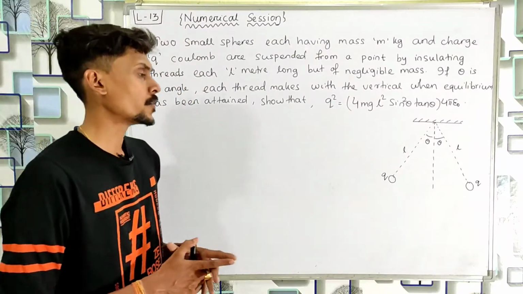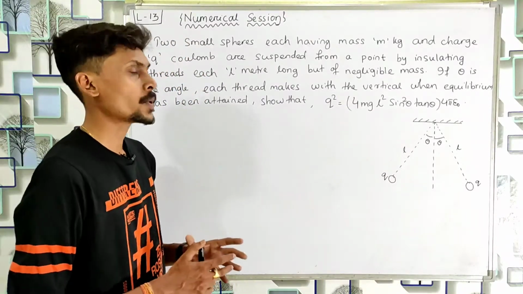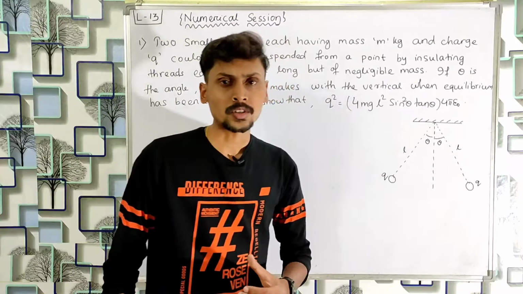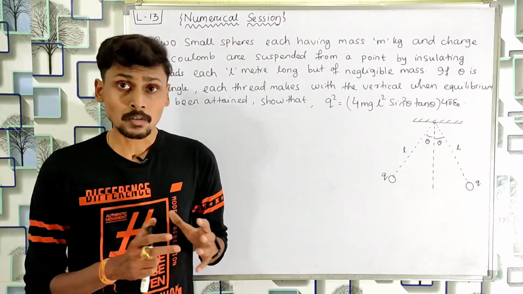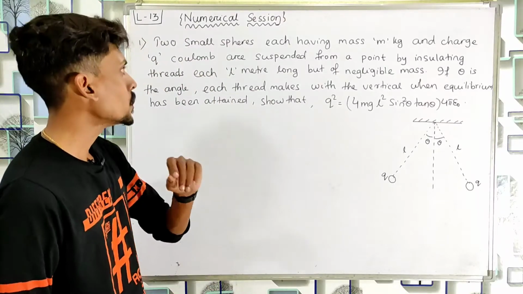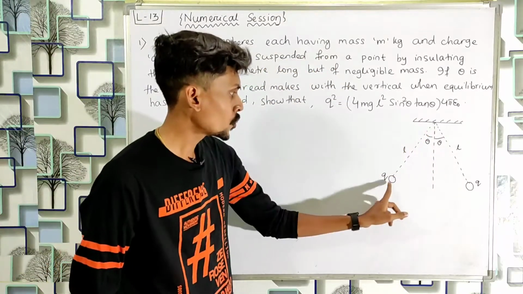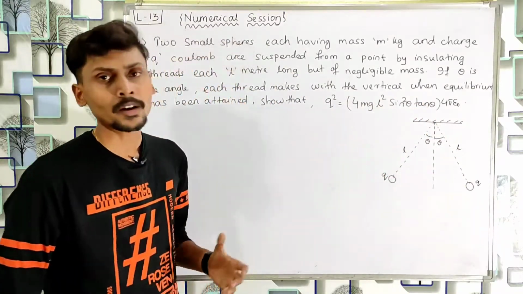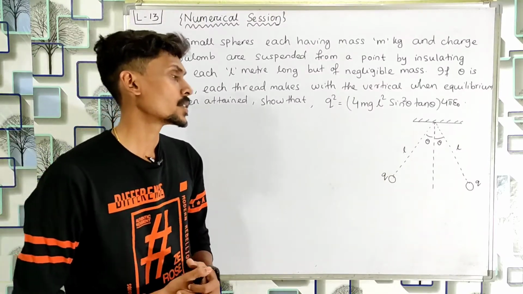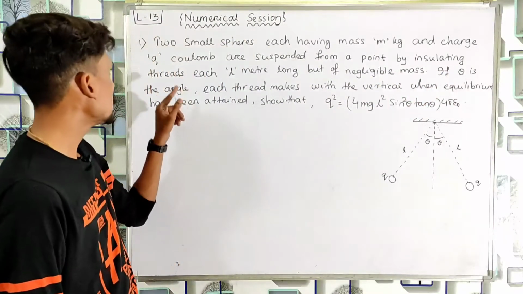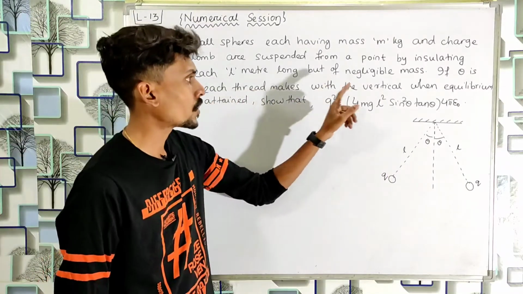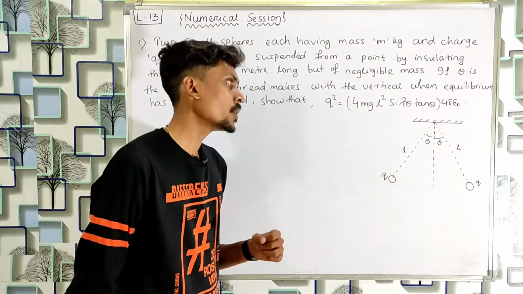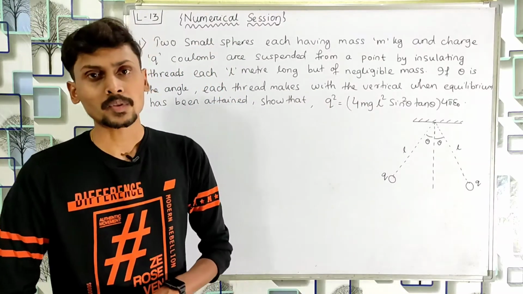So in the question it is given that we have two small spheres each having mass m kg and carrying a charge of q coulomb, means the two spheres are identical spheres, they have the same mass and they carry the same amount of charge. And these two spheres are suspended from a point. So these two spheres are suspended from this point using two threads, and these threads are having a very negligible mass. If theta is the angle each thread makes with the vertical when equilibrium has been attained, show that q square is equal to 4 mg L square sin square theta tan theta into 4 pi epsilon naught.